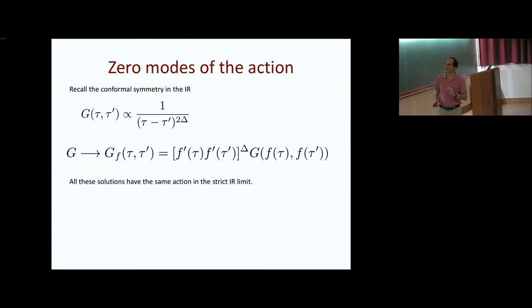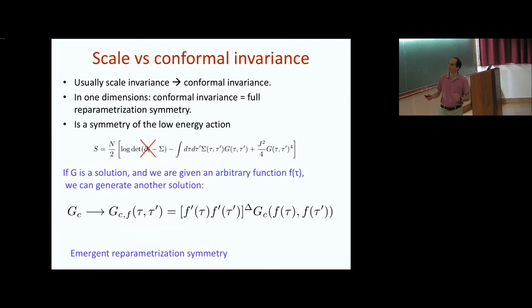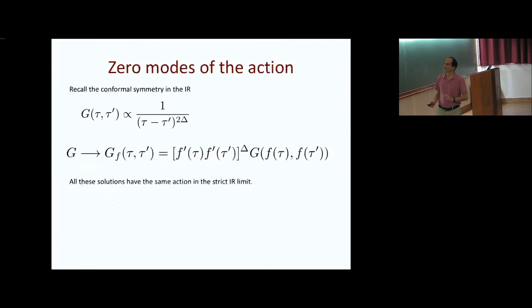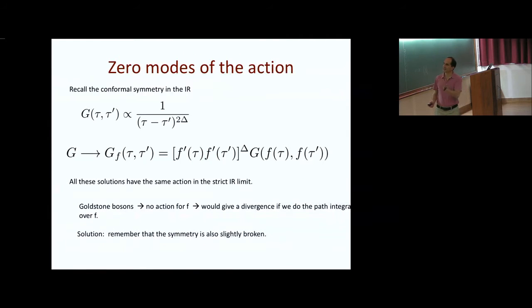So they have the same value of the action in the strict infrared limit. So by the strict infrared limit, what I mean is neglecting this dt. Okay? So in that limit, if you just take the action in that limit, all these have exactly the same action. So they look like a Goldstone boson. So we have this symmetry, but it's spontaneously broken by the choice of one of these solutions, and we have this infinite number of Goldstone bosons. And this would give a divergence if we did the path integral over f. So doing the path integral over f, we get the divergence.